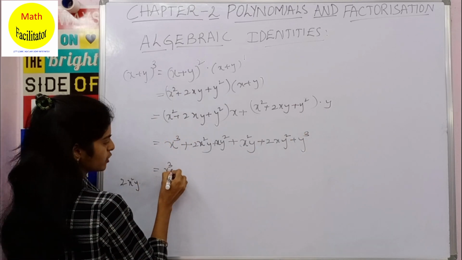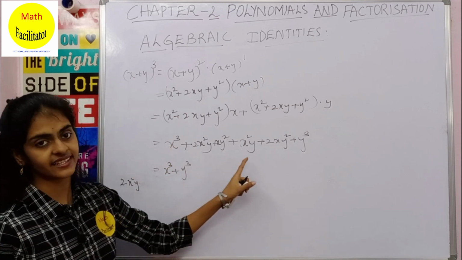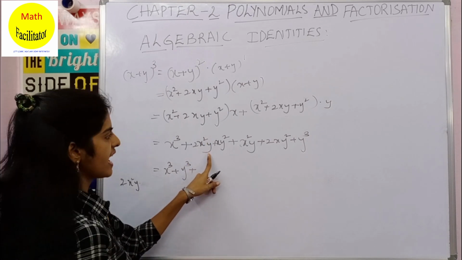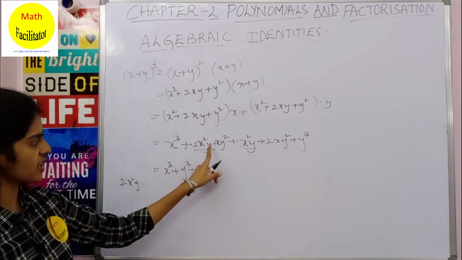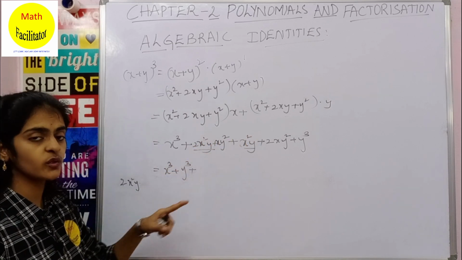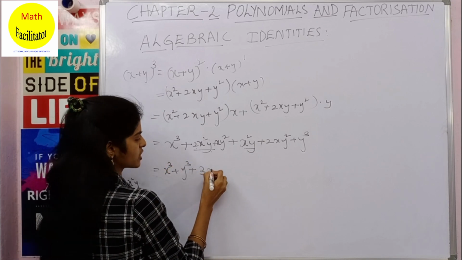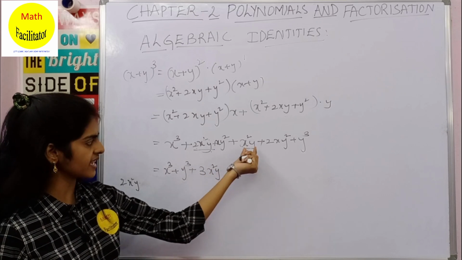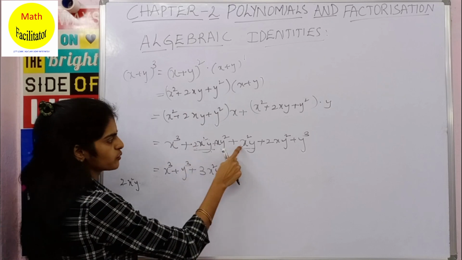First x^3 plus y^3, so all the cubes I brought together. Next let us write the squares. Plus here you have 2x^2y, and here you have x^2y. Both are x^2y terms, so 2x^2y plus x^2y is nothing but 3x^2y. They are like terms: this is x^2y, this is x^2y, so when you add, it becomes 2 plus 1, 3.